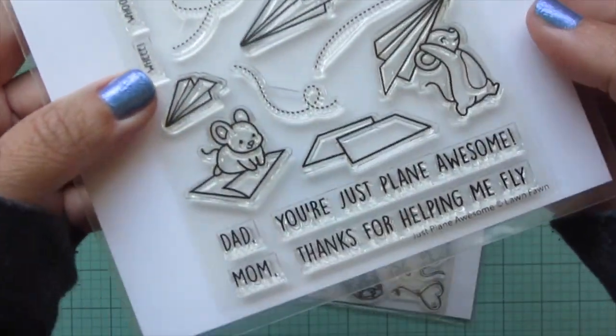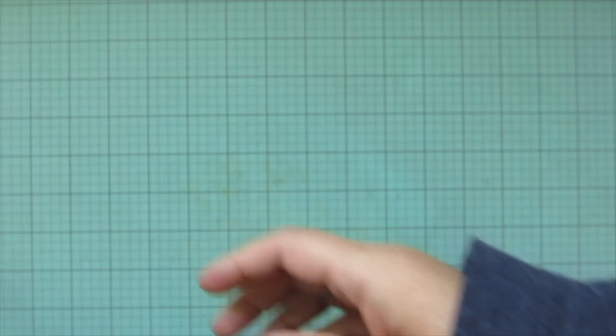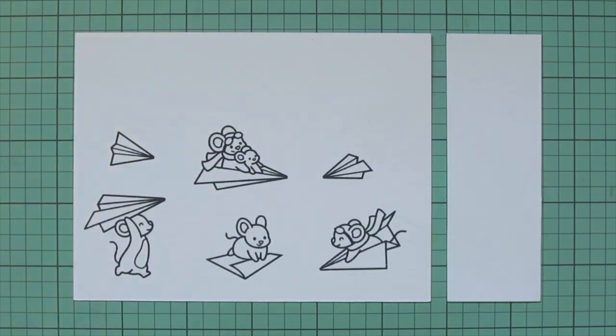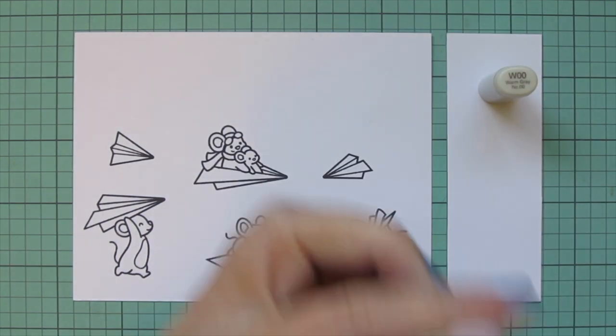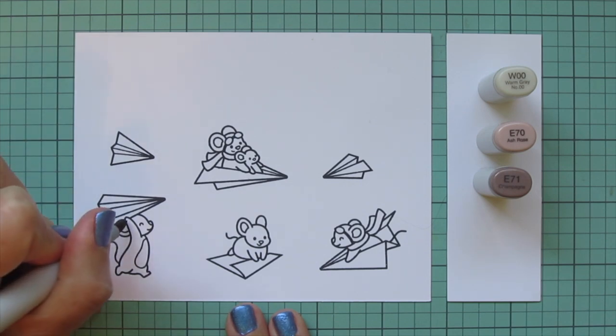Today I'm going to be making a card using the brand new Just Plain Awesome and Just Plain Awesome sentiment trails. So I've stamped those images out on Spectrum Noir Ultra Smooth Premium White cardstock with jet black ink, and I'm going to be coloring with my Copic markers.